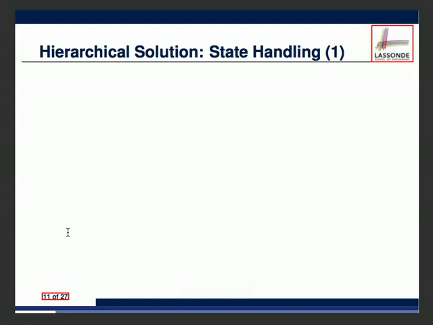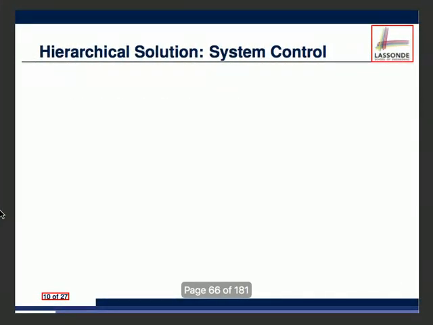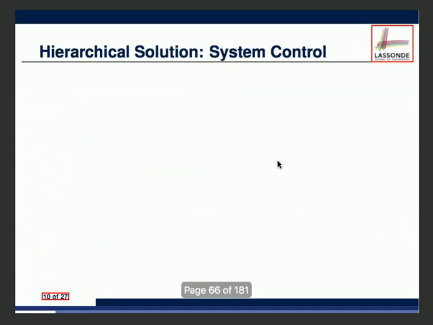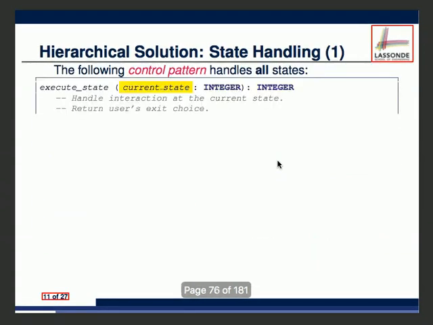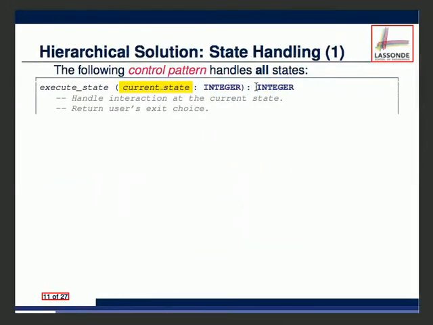Okay, let's go over the second routine, which is also important. What we just went through was execute session. Let's talk about execute states. For each current state, how do we handle that state? So whatever current state you figure out over here, you're going to pass that into execute states. Now let's see how execute states is going to work. Given the current state, which can be 1, 2, 3, 4, 5, 6, one of the 6 over here, you're going to return some integer just to tell us where the user wants to move.